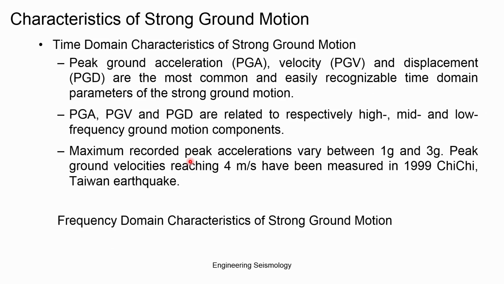So, depending upon the natural frequency of your structure, one can decide which parameter you should use or consider for estimating the seismic force. That is again a function of your structure height and structure mass. So far the maximum recorded peak acceleration varies from 1g to 3g. The peak ground velocity reached so far was 4 meters per second in the 1999 Chichi earthquake, Taiwan. This is the highest level of PGA and PGV reported in the literature.